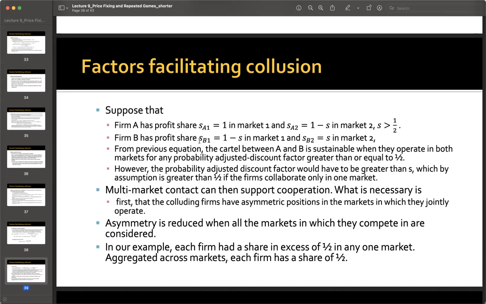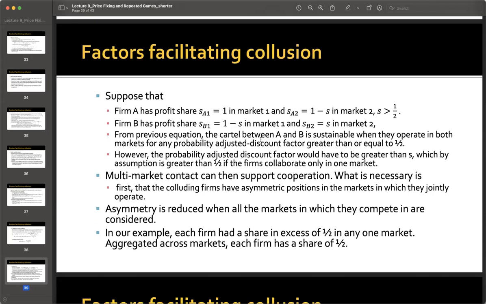Firm B has profit share of SB1, 1 minus S in market 1. And SB2, I think this should be S actually. Okay. SB2 is equal to S in market 2. From the previous equation, the cartel between A and B is sustainable when they operate in both markets for any probability adjusted discount factor greater or equal to 1/2. However, the probability adjusted discount factor would have to be greater than S, which by assumption is greater than 1/2, if the firms collaborate only in one market.